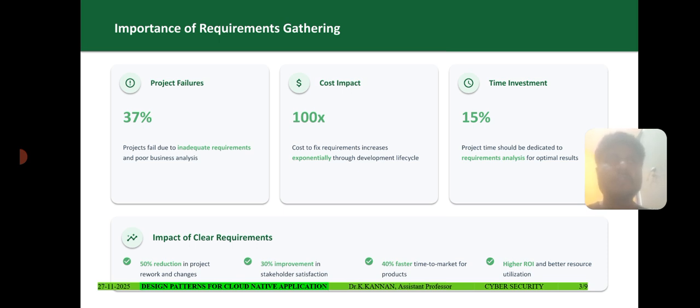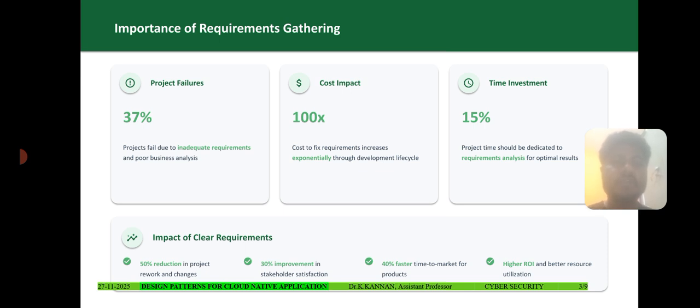Around 37% of project failures are due to inadequate requirements. Poor business analysis leads to business failures, and the cost impact is 100x, because the cost of fixing requirements increases exponentially through the development life cycle. So there is a cost impact on the business. Time investment means the project should dedicate time to requirement analysis, in order to produce the result. The time investment is 15%.